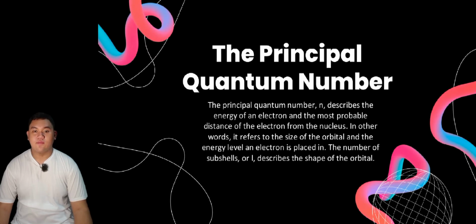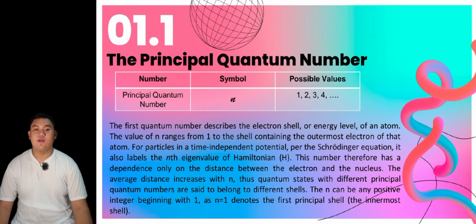Jerome Gabionza. The principal quantum number, n, designates the principal electron shell, because n describes the most probable distance of the electrons from the nucleus. The larger the number n is, the farther the electron is from the nucleus, the larger the size of the orbital, and the larger the atom is. n can be any positive integer starting at 1, as n equals 1 designates the first principal shell. The first principal shell is also called the ground state, or lowest energy state.